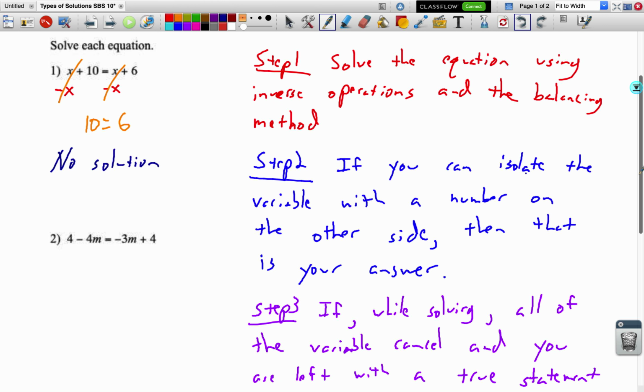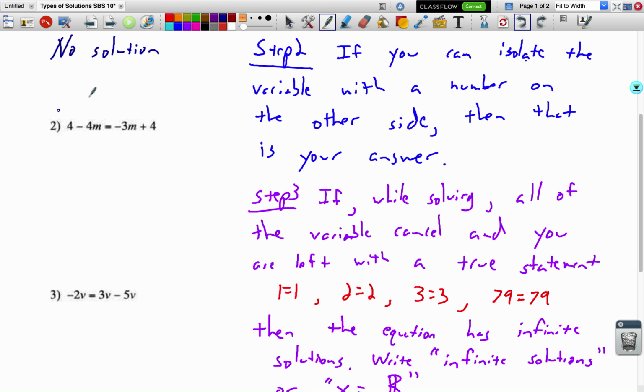Okay, let's try this next one. So no parentheses, no like terms, so I look to move my variable terms to the same side. The negative 4m is smaller, so I add that to both sides, and now I'm left with 4 equals m plus 4. Negative 3m plus 4m is just m. We got constants on both sides, so I want to move away from the variable, so I'll subtract 4 from both sides. And I'm left with 0 equals m. This does not count as a no solution. This just is the answer. M equals 0. Put a box around it. This is not the same as no solution.